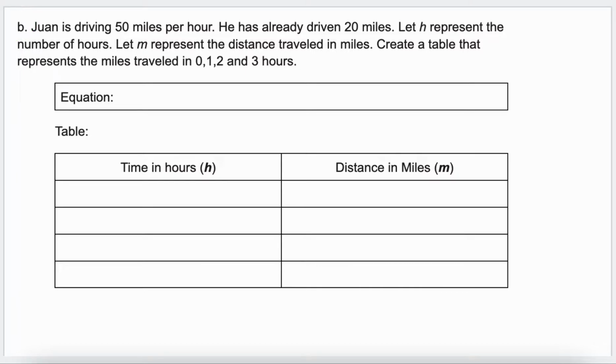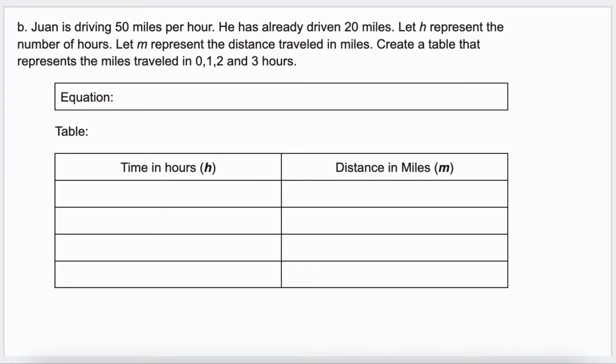Juan is driving 50 miles per hour. He has already driven 20 miles. Let H represent the number of hours. Let M represent the distance traveled in miles. Create a table that represents the miles traveled in 0, 1, 2, and 3 hours.